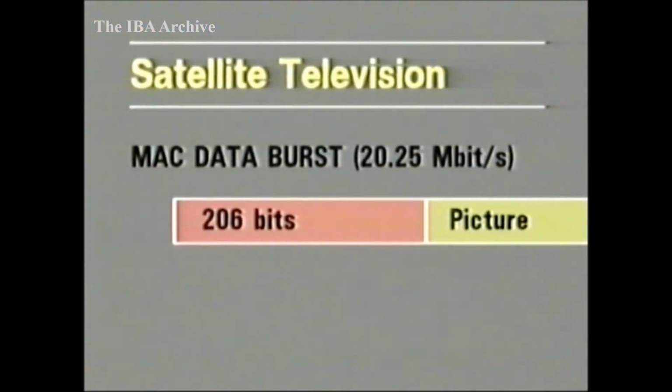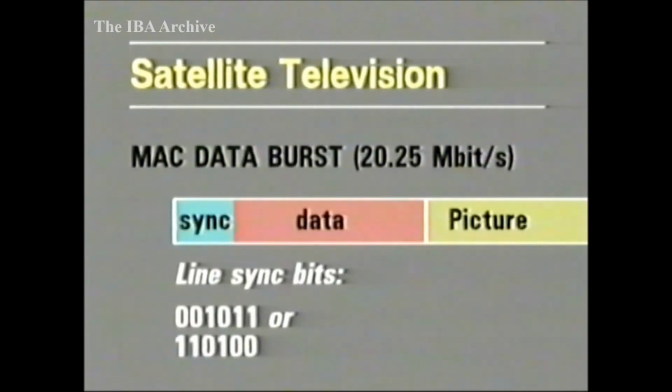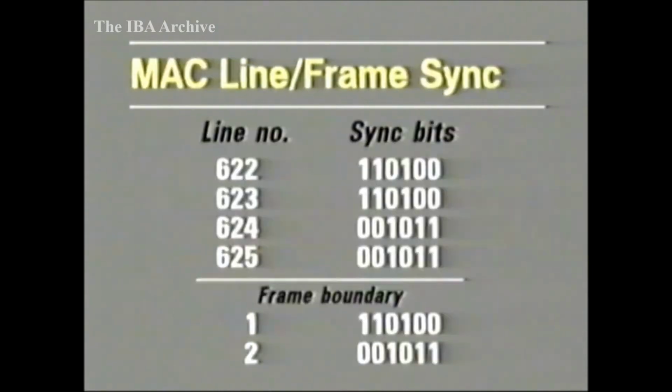Let's take a look at the data format in a little more detail, starting with picture synchronization. We're looking here at the 206 bits of data that precede each line of the compressed picture. Following a run-in bit, the next 6 bits are used for picture line sync in place of the conventional pulse. The pattern of these synchronization bits alternates between lines, but near the end of the frame, each is repeated, and this tells the receiver when the next frame is about to start.